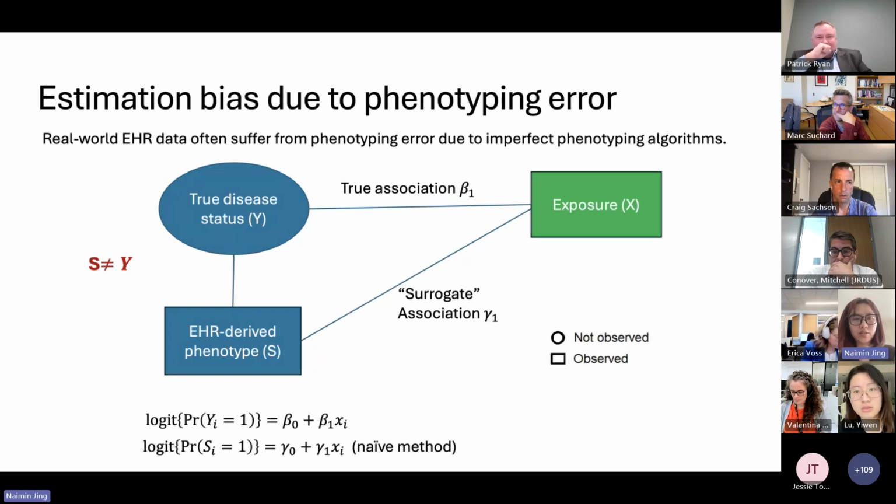Real-world EHR data often suffer from phenotyping error due to imperfect phenotyping algorithms. The true disease status Y is often not observed, and what we have is only an EHR-derived phenotype S, and this S is often not equal to Y. So if we directly use S and the exposure X to fit a model, then we would have a biased estimator of the true association beta 1.